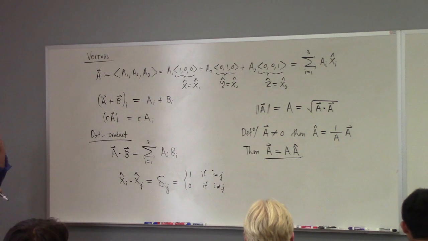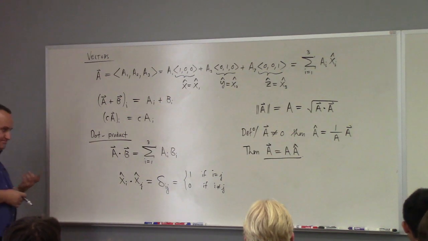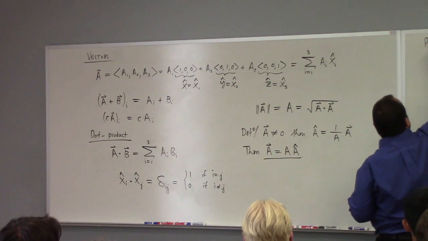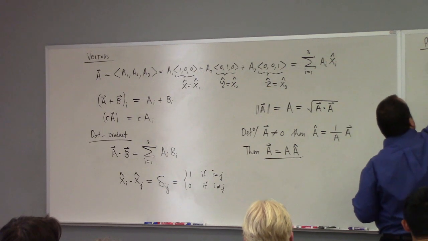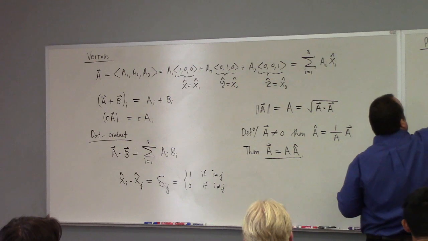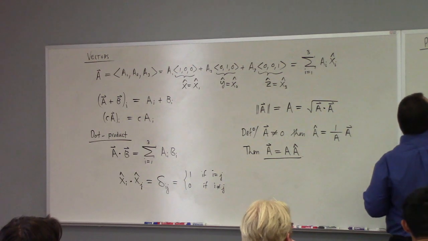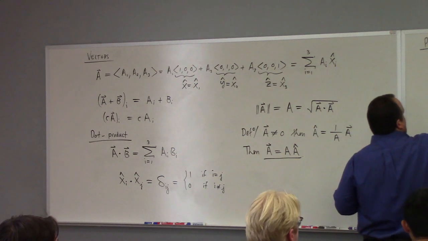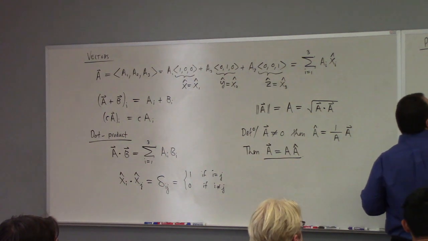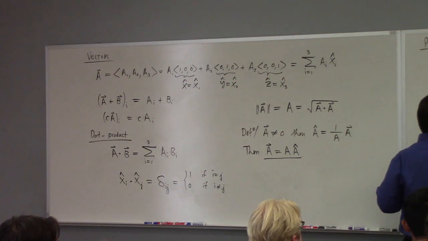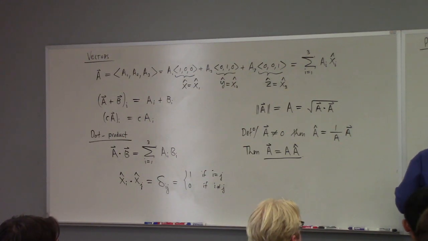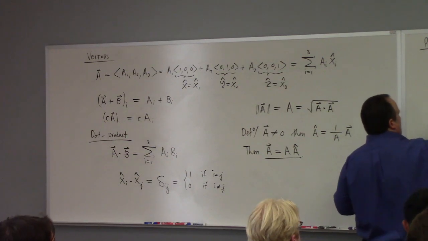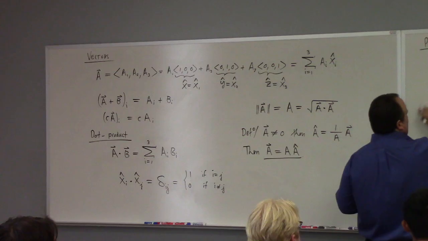Now, what are the properties of the dot product? Let's think about that. One of the big ones is that it's commutative. It's also distributive. We can pull constants out. I'm not even going to write that down, that's not that interesting. Is there anything else?